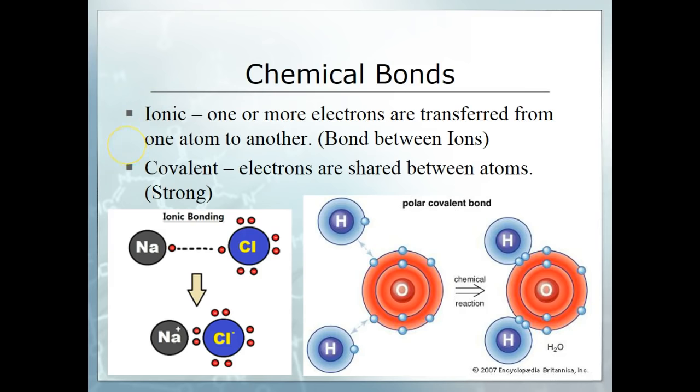A covalent bond is a sharing of electrons, and this picture shows a polar covalent bond. It's actually forming water. Okay, 2 hydrogen atoms are going to be attracted to and share electrons with an oxygen in 2 different places, causing H2O. Okay, but we'll get into more of the specifics in a minute.